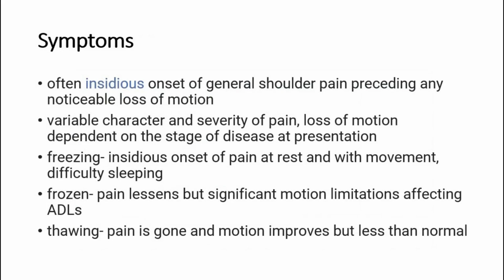For its presenting symptoms, there is often insidious onset of general shoulder pain preceding any noticeable loss of motion. Variable character and severity of pain, loss of motion dependent on the stage of disease at presentation. For freezing type, there is an insidious onset of pain at rest and with movement and difficulty sleeping. For frozen type, pain lessens but significant motion limitations affecting ADL. And thawing, pain is gone and motion improves but less than normal.